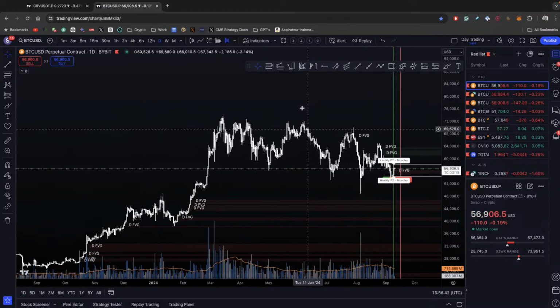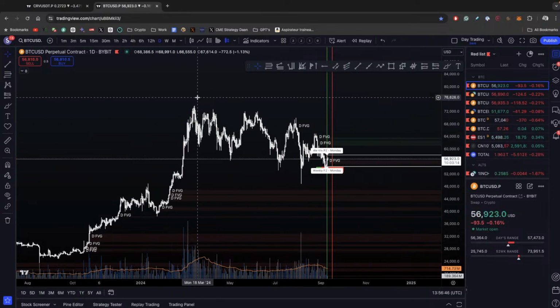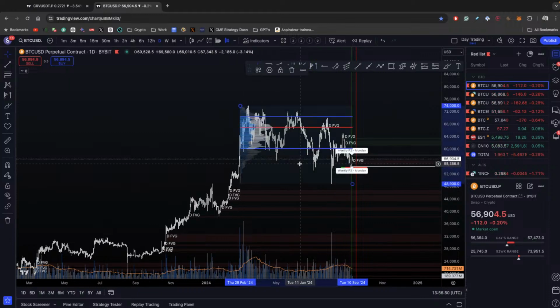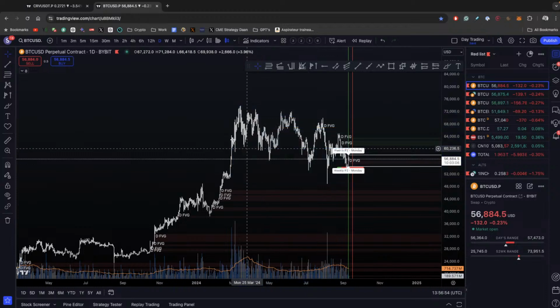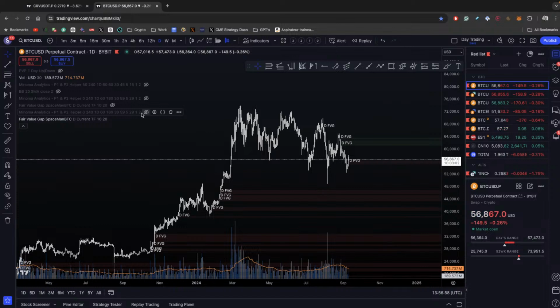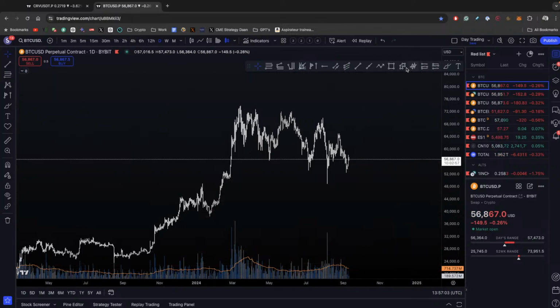So very quickly, I think we're still in this range right here. I still think it's a reaccumulation, so I would have to use the concept. Right here, we're now at the lows of this range, deviating below it. I still think the macro is up. I still think that this is too much liquidity to be left behind.